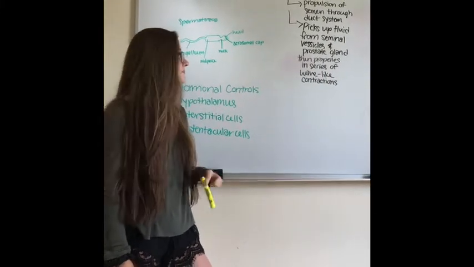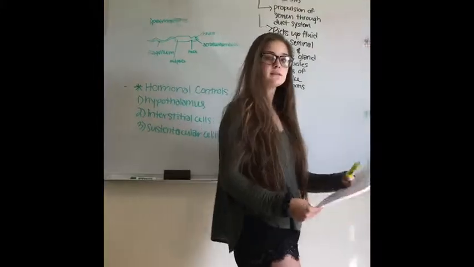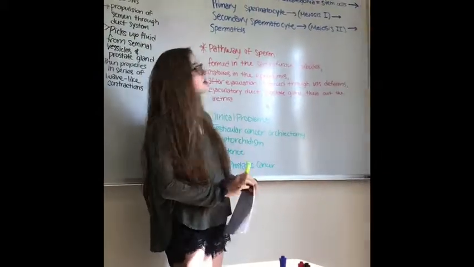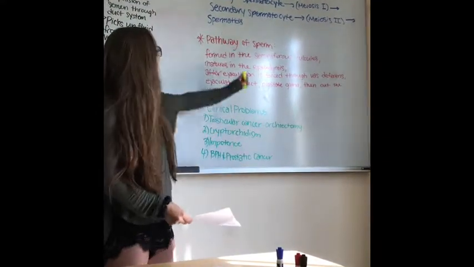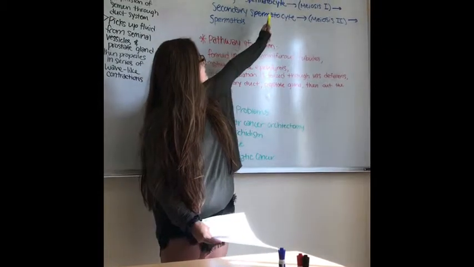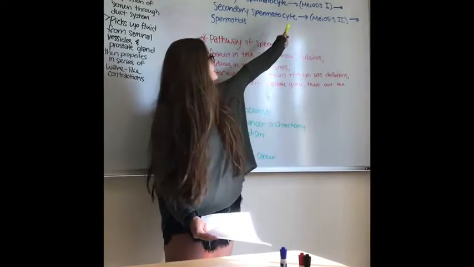We're now going to move over to the meiosis of the male reproductive system, which is called spermatogenesis. It starts out as a spermatogonia, which is also called a stem cell.